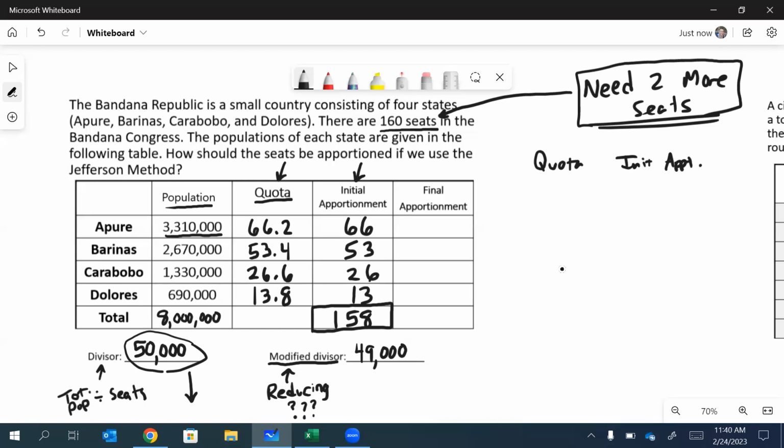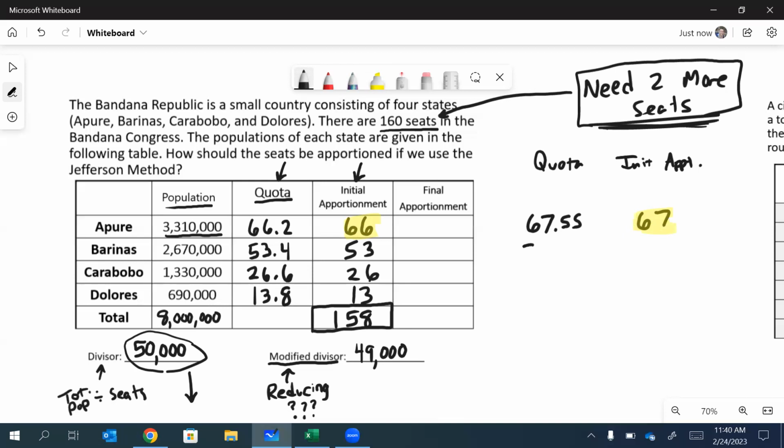So again, starting with the first state, the 3,310,000 divided by now 49,000 changes the quota slightly. It's now 67.55. You really don't need a bunch of decimal places here because what we're actually doing is taking the whole number. Now, what you can notice is that now we're at 67, but before we were at 66. You're like, oh, wow, I picked up a seat. Exactly. We're trying to give out 2 more. Remember, we need 2 additional seats.